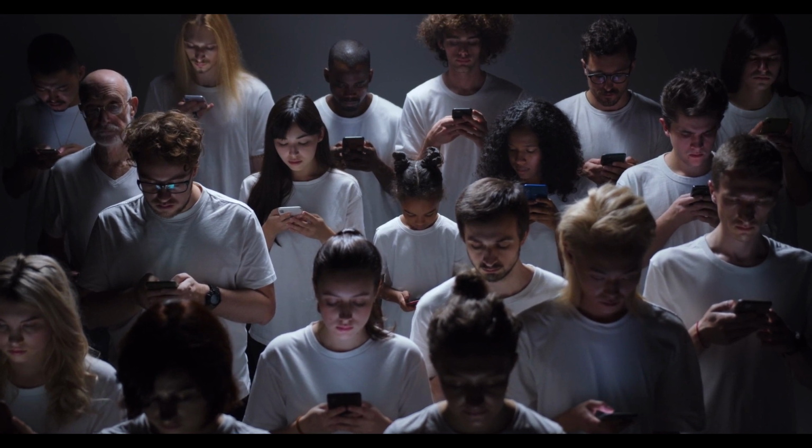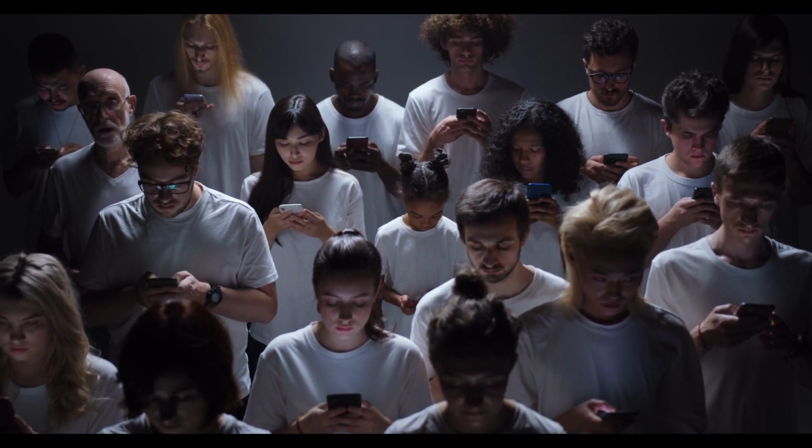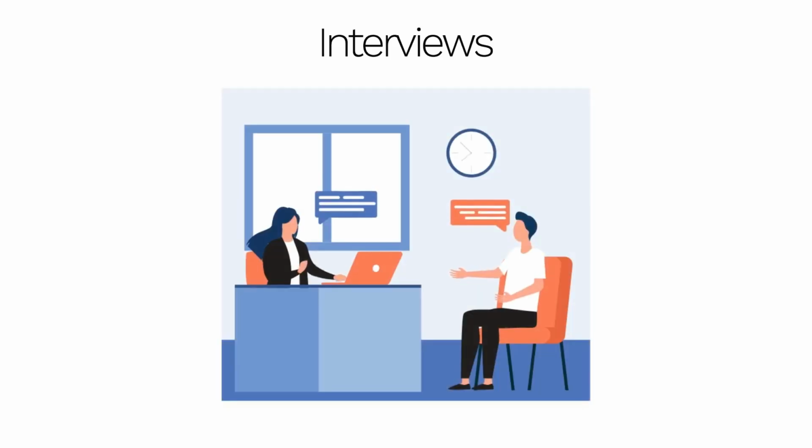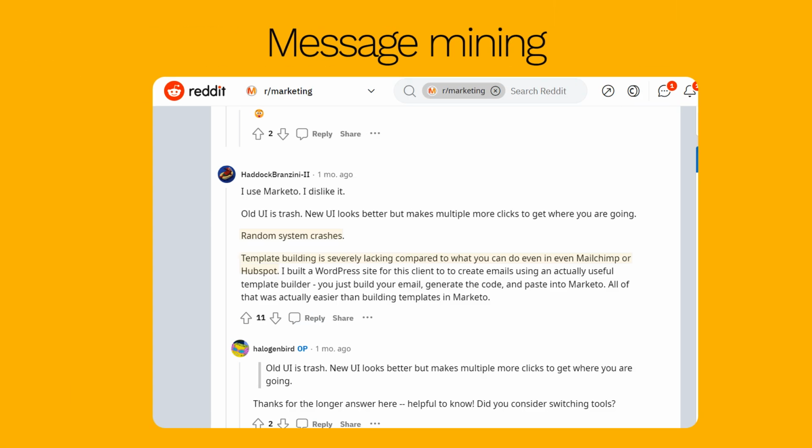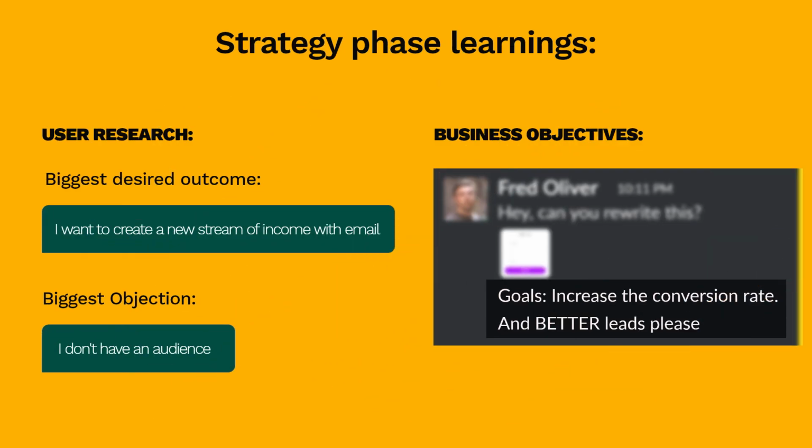Now that you know your business objectives, you start doing your own user research by interviewing people, doing new surveys, and reading relevant discussions about your product. Let's hypothetically say you uncovered the biggest desired outcome and that it is to start earning money writing a newsletter. You also understand that their biggest objection is that they don't have an audience.